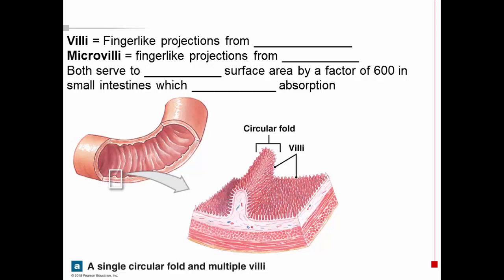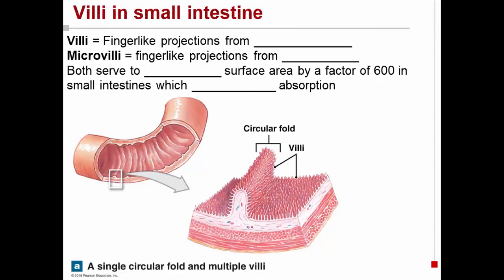So let's look a little closer at these circular folds. You'll see in this picture, here's your intestine right here, and you can even see the little folds here. Here's an up-close view, and you can see how the mucosa forms this circular fold. If you look even closer, you'll see that on the circular fold are these finger-like projections from the mucosa, and these are called villi. The villi serve to further increase the surface area for absorption.